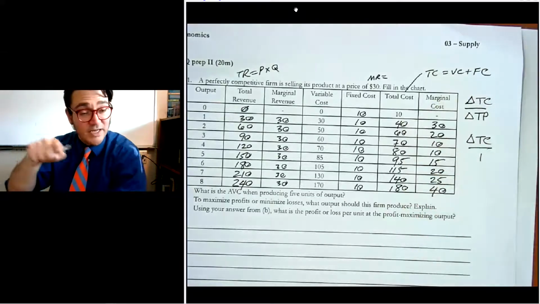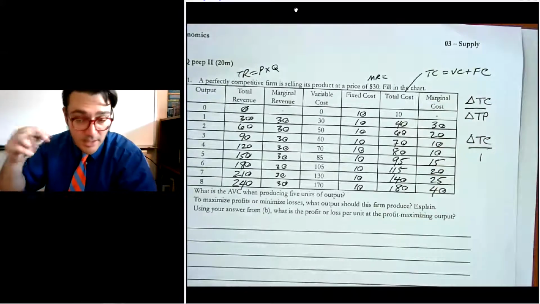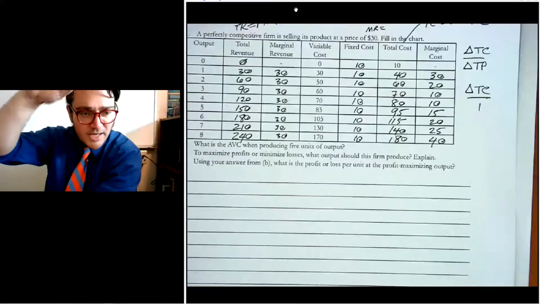So it does behave like the Nike swoosh, right? It starts high, goes down, and then back up again.